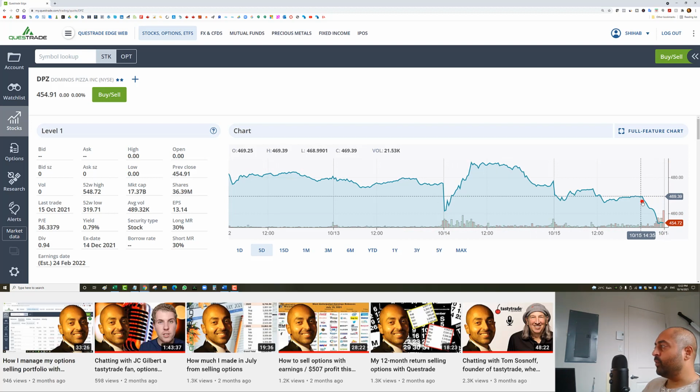Look at the end of the day here. It went from 469 and then dropped all the way down to 454 from 3 o'clock to almost 3:30. Just dropped hard. It really looks weird, but whatever. My put spread was a winner.